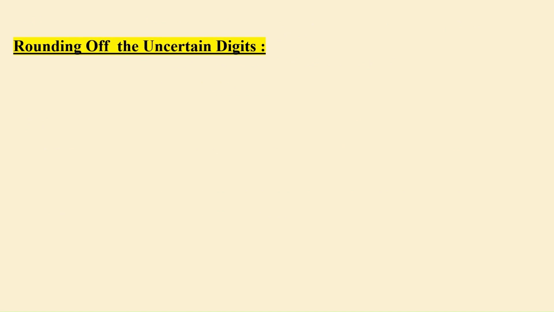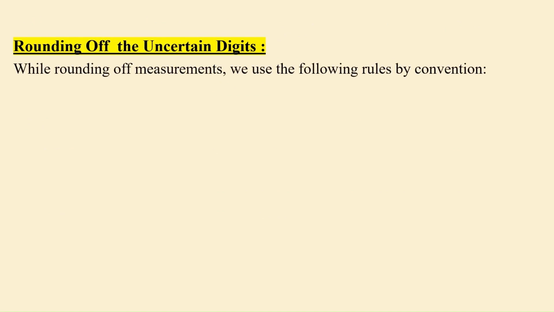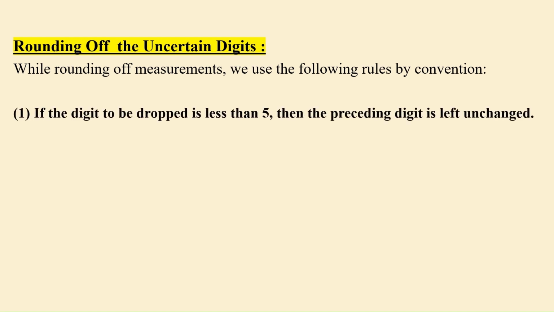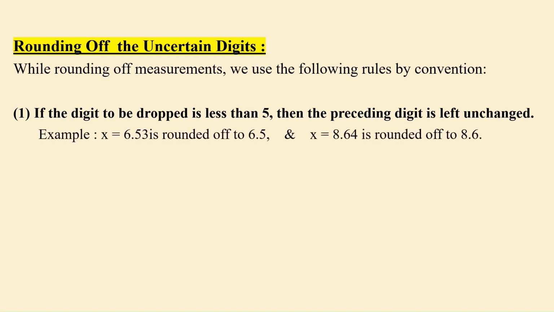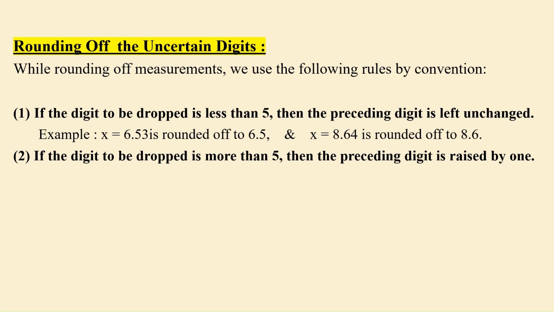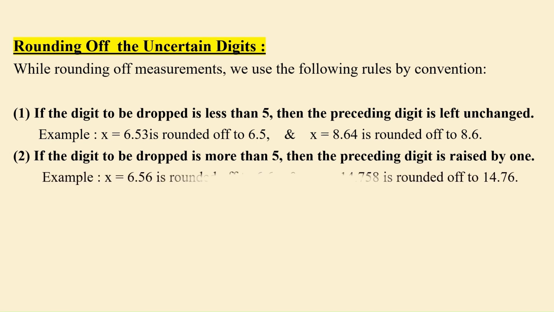Rounding off the uncertain digits. While rounding off measurements, we use the following rules by convention. 1. If the digit to be dropped is less than 5, then the preceding digit is left unchanged. Example, x is equal to 6.53 is rounded off to 6.5, and x is equal to 8.64 is rounded off to 8.6. 2. If the digit to be dropped is more than 5, then the preceding digit is raised by 1. Example, x is equal to 6.56 is rounded off to 6.6, and x is equal to 14.758 is rounded off to 14.76.